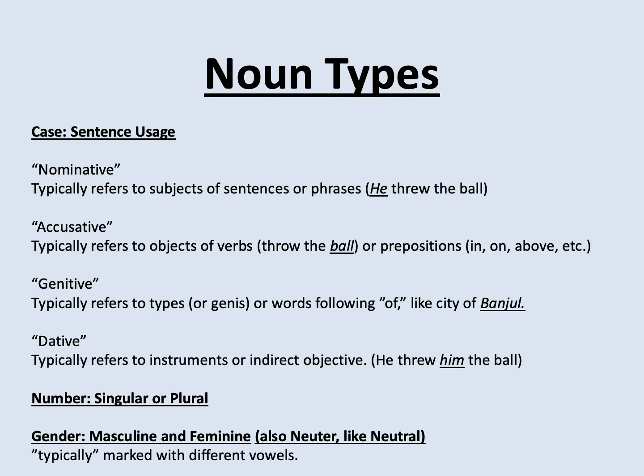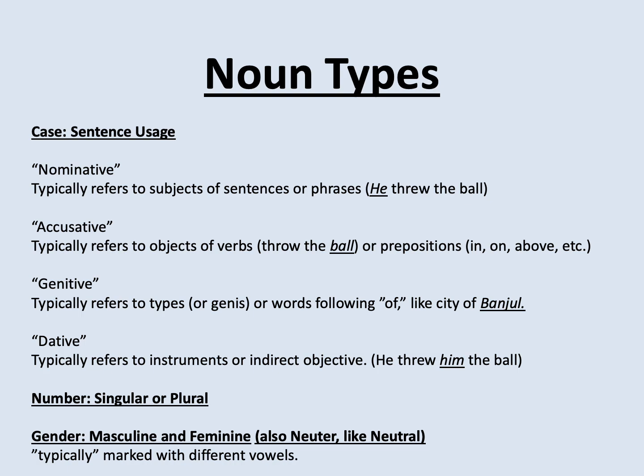The ending of a noun in Greek is marked by three particular aspects of the noun: its usage in the sentence, whether it is singular or plural, whether it is masculine or feminine. Typically, masculine and feminine is marked by having completely different vowels. Singular and plural is marked by the ending itself, as is its usage in the sentence. There are four main usages in a sentence.